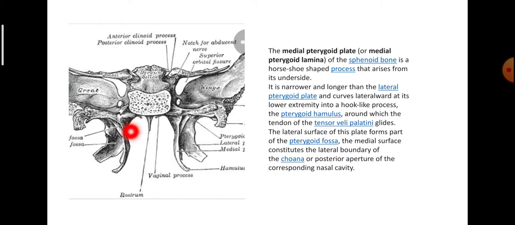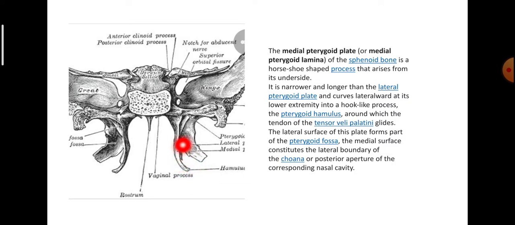The medial pterygoid plate, the medial pterygoid lamina of the sphenoid bone, is a horseshoe shaped process that arises from its underside. The medial pterygoid plate is narrower and longer than the lateral pterygoid plate and curves lateralward at its lower extremity into a hook-like process called the pterygoid hamulus, around which the tendon of the tensor veli palatini glides.